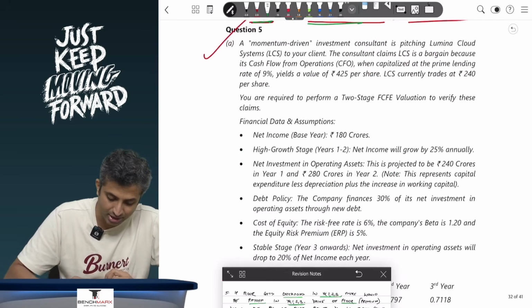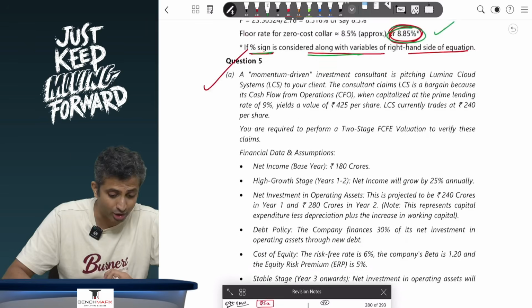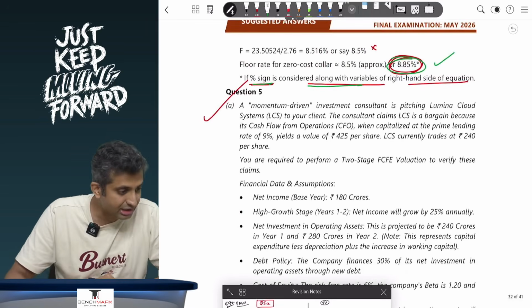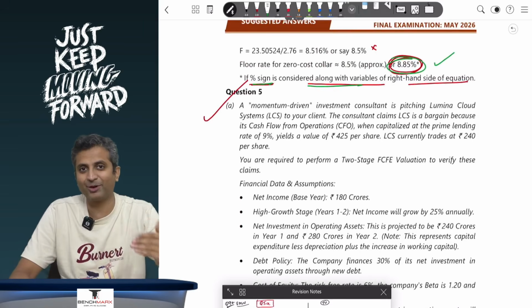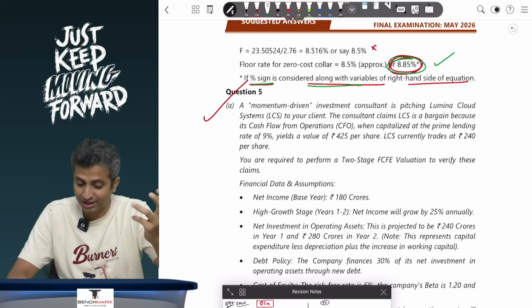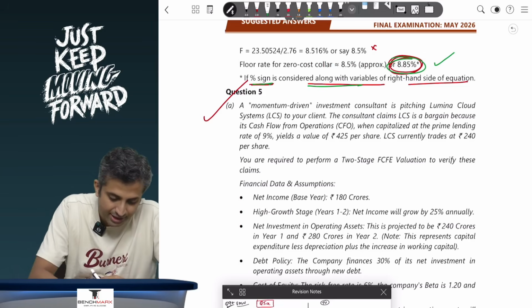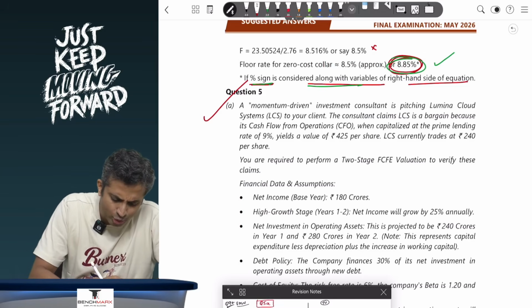Next, you will go to question number 5. The paper is still going on. Imagine we are just discussing this paper and it is close to around 2 hours. You have to complete, write, solve this paper in a matter of 3 hours. It is a big challenge, honestly. So over here, let's review question number 5.